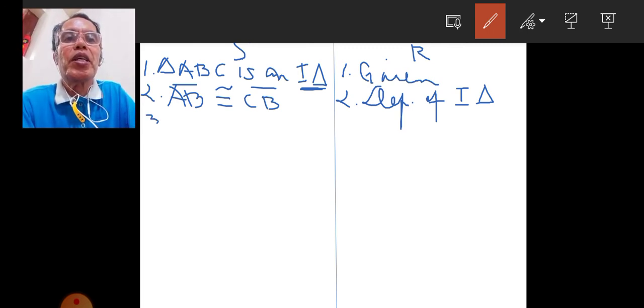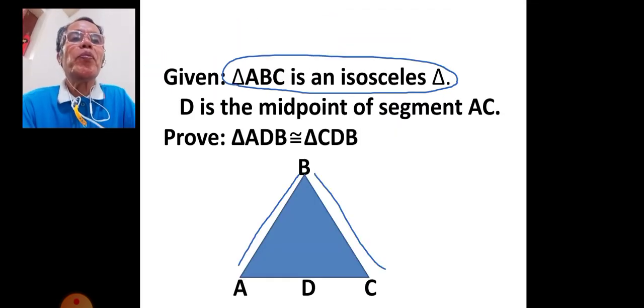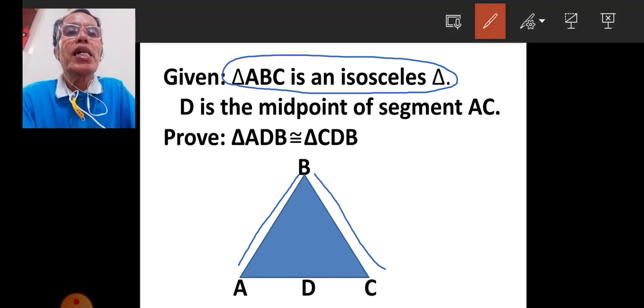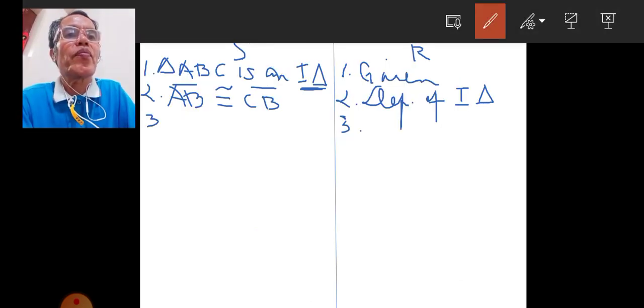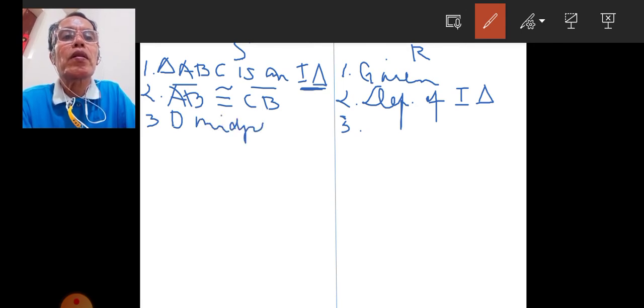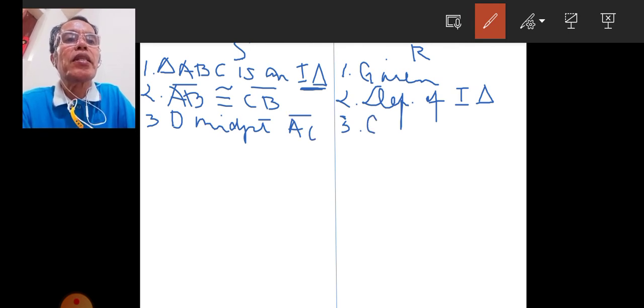So for number 3, our statement must be D is the midpoint of segment AC. So that is given.